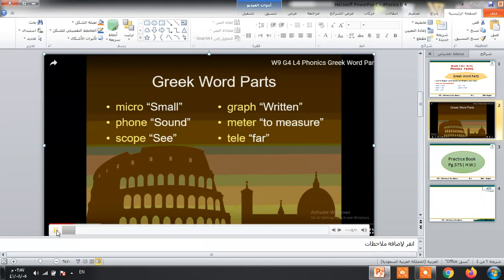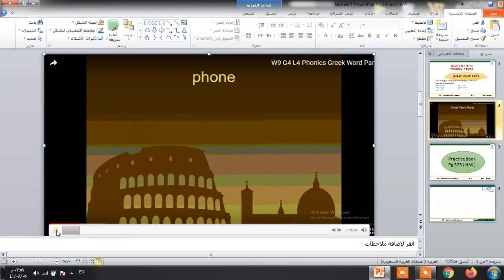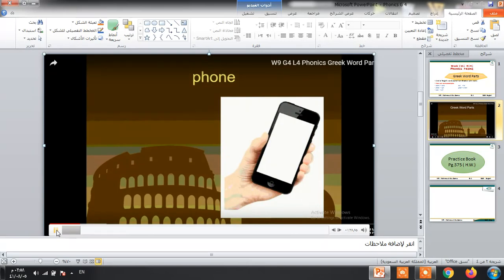So now we know the origins and the meaning of these Greek words. We're now about to know some words that we use today related to or originated from these Greek words: microphone, scope, graph, meter, and tele. Let's start with our first word, phone. So we use the phone today to make phone calls. So it has to do with sounds.